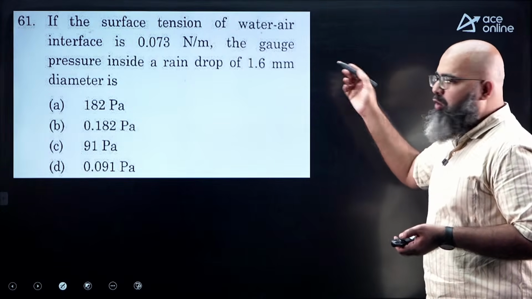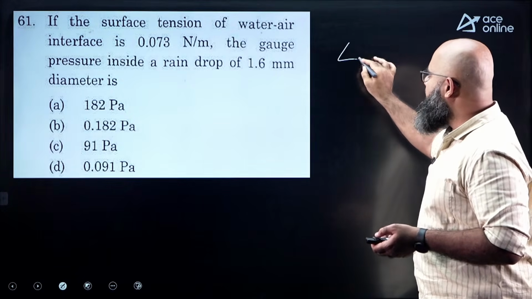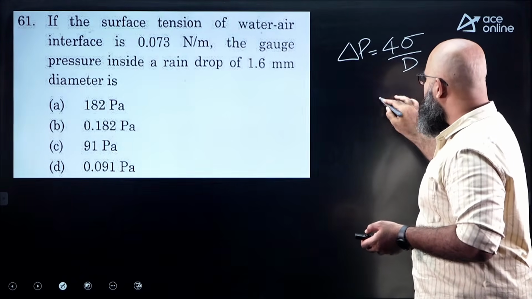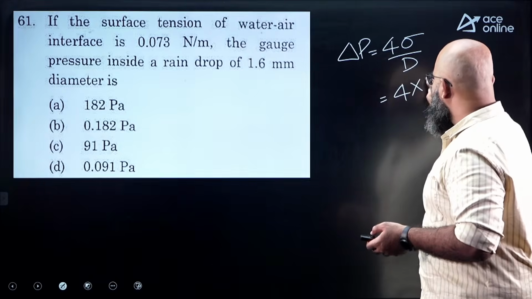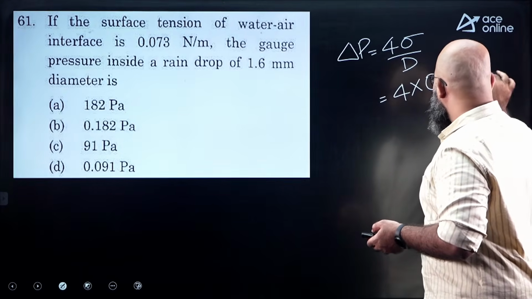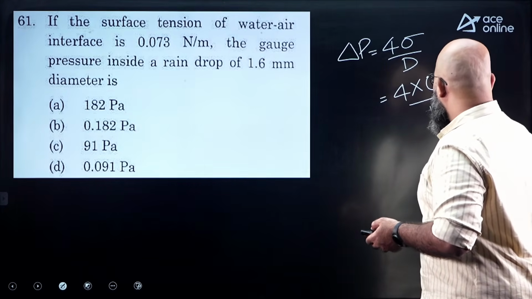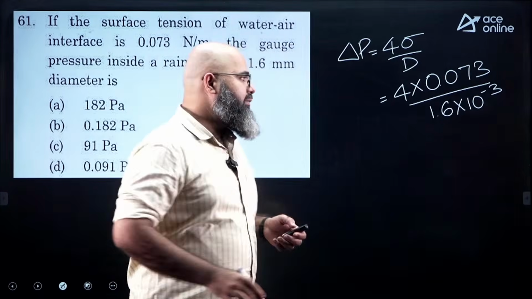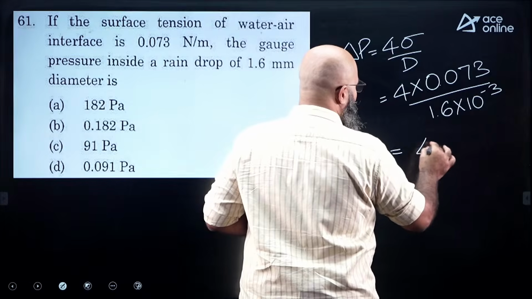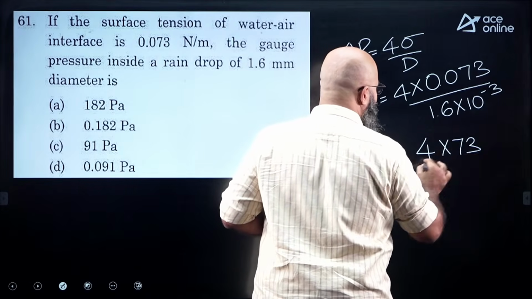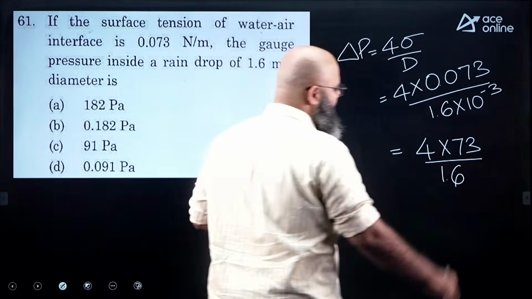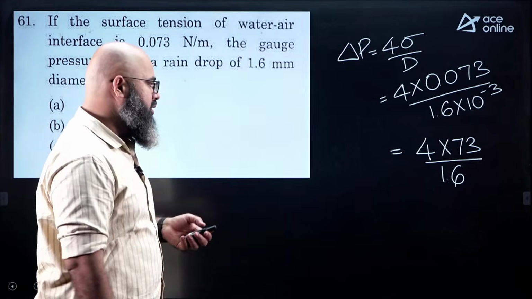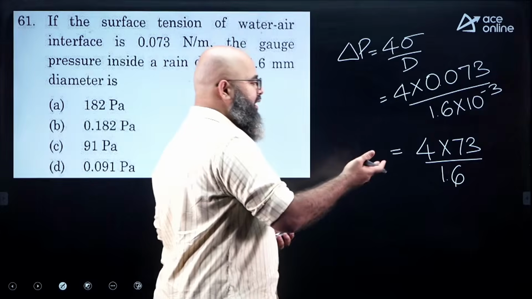Now look, for a raindrop you are going to have the value of delta P as 4 sigma by diameter. That is 4 times sigma, which is 0.073, and the diameter is 1.6 mm. So it is 4 times 73 divided by 1.6 over here. 4 times 73 would amount to 292. So 292 divided by 1.6.